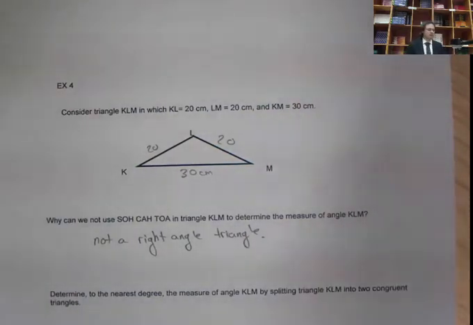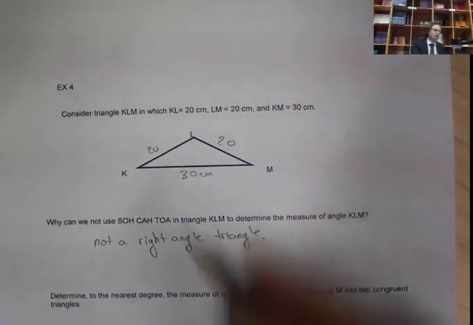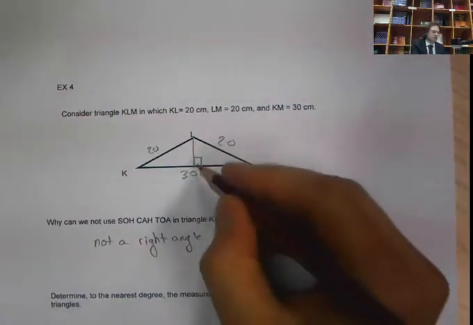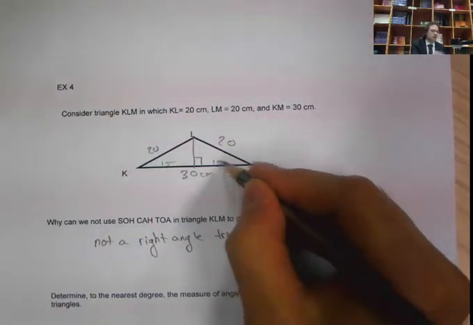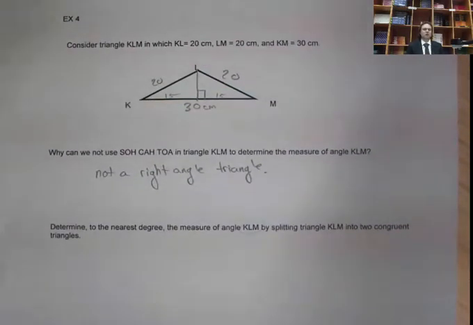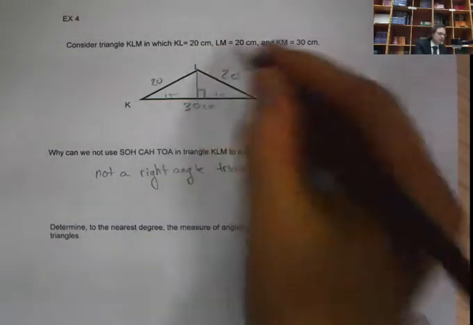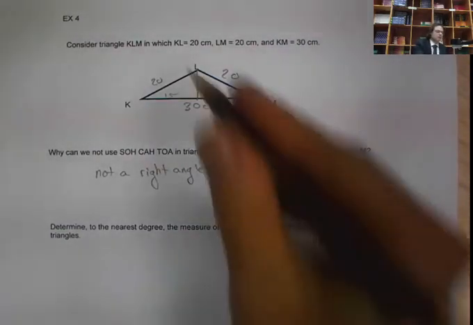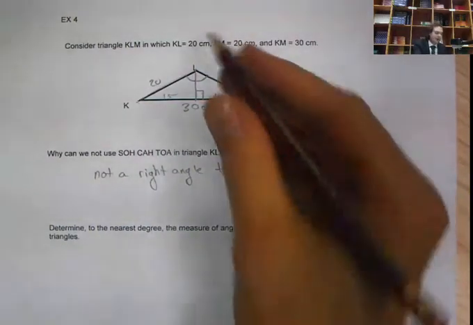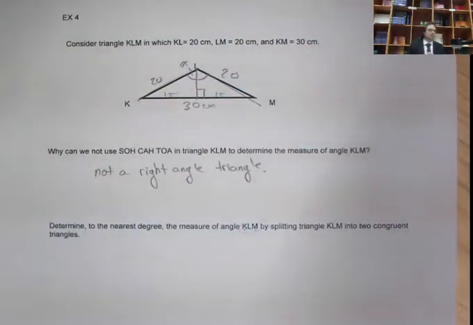Okay? So now it says determine to the nearest degree the measure of angle KLM by splitting the triangle KLM into two congruent triangles. So if I split this like this into two congruent triangles, a perfectly balanced isosceles triangle, this is going to be 15, this is going to be 15. Now I have two right triangles. Okay, so I made two congruent right triangles, and I want to find this angle here, KLM. So that is K to L to M, which means this angle. I could find half of that angle here, X.